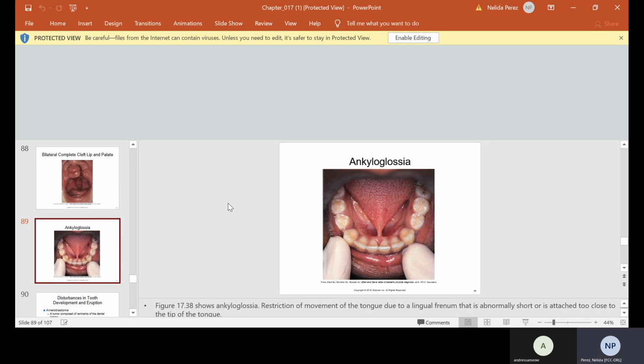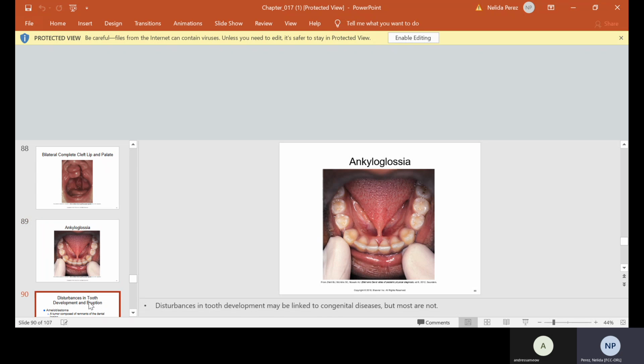And then here you have the tongue-tied. As you can see, this is a restriction of movement of the tongue due to a lingual frenum that is abnormally short or is attached too close to the tip of the tongue. There is an easy solve for this, and basically they would cut this here, more than likely with a scalpel, and then the tongue will heal.